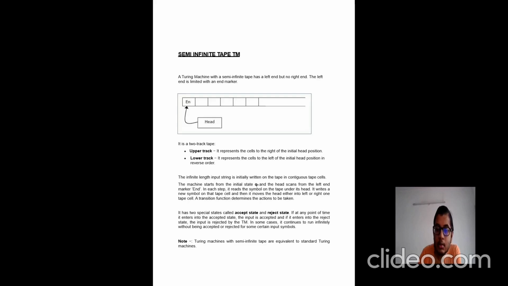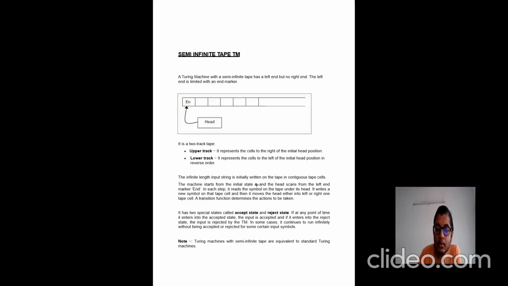The input string is initially written on the tape in contiguous tape cells. The machine starts from the initial state Q0, and the head scans from the left end marker. In each step, it reads the symbol on the tape under its head. It writes a new symbol on that tape cell and then moves the head either to the left or right one tape cell. A transition function determines the actions to be taken.